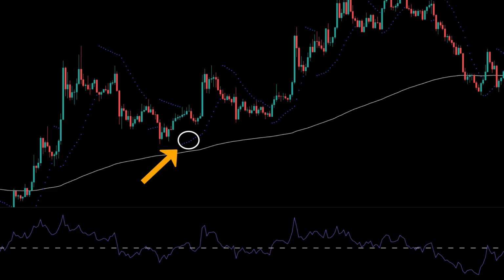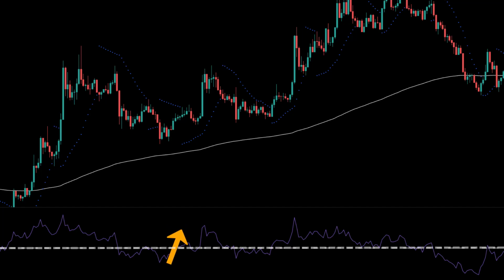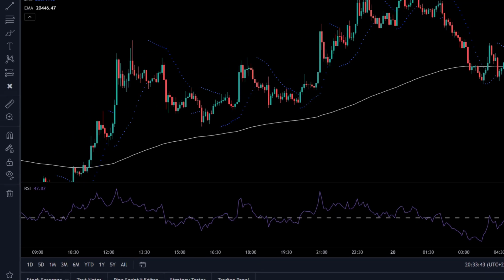Once the dots appear below the price we only have to pay attention to one thing. That is the RSI indicator. We want to see the RSI above the 50 level. This also means that the price is moving in an upward market. When all 3 indicators are in place we can open a buy position.